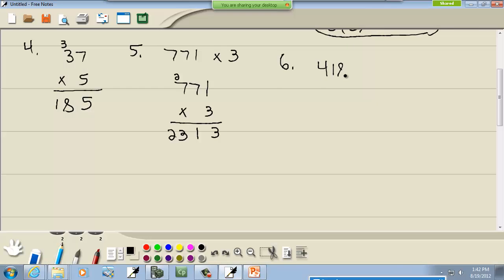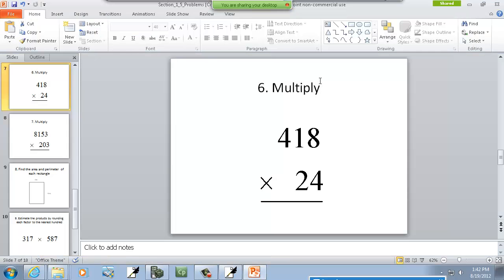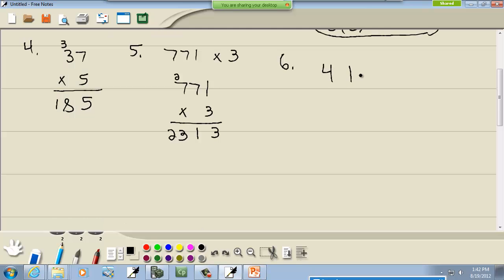Let's see, 418 times 24. Actually, let me make that a little bit bigger. So 418 times 24. This time we don't have a single-digit number down here, we have two digits. So I'll start with the 4. I'm going to take 4 times 8 gives us 32. So I'll put 2 down, carry the 3, carry the tens place. 4 times 1 is 4, plus 3 gives us 7.